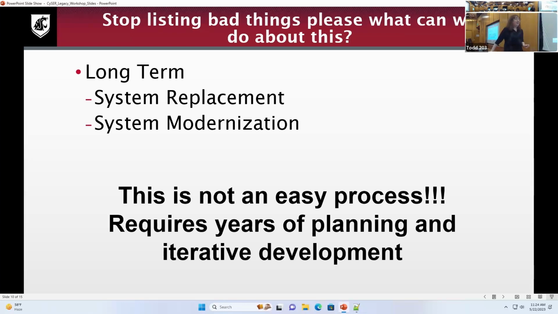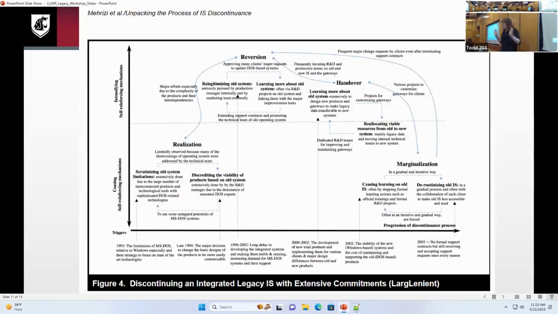Also, this is not an easy process. It requires years of planning and iterative development. Just as an example, this was published in a 2019 Information Systems Research article. This is one MS-DOS system in an organization that they started de-emphasizing in 1993. They did not finish replacement of the system until 2005. And even then, they still had a couple instances where they were still supporting that system.